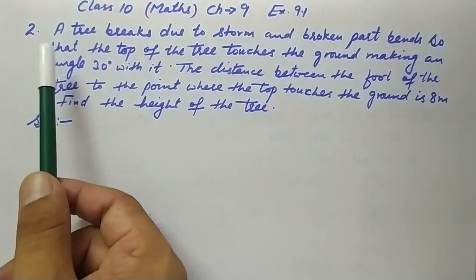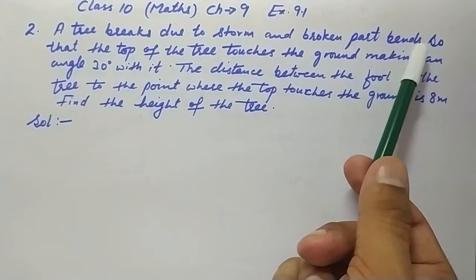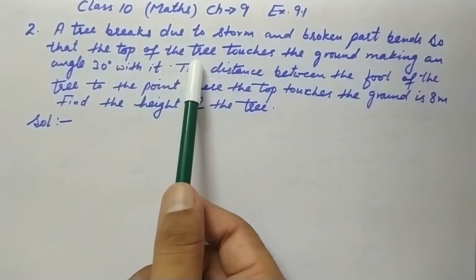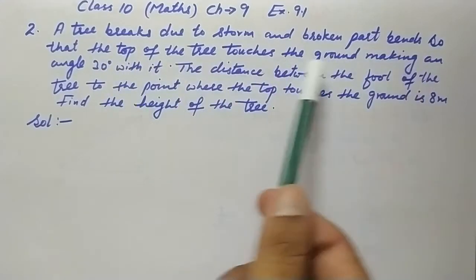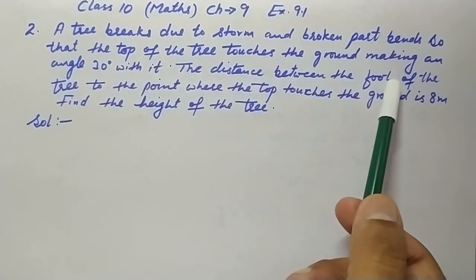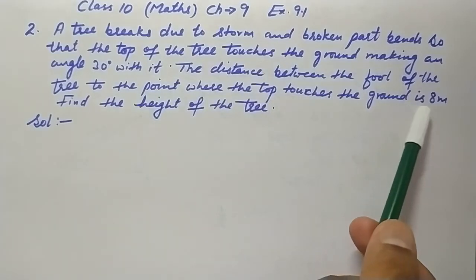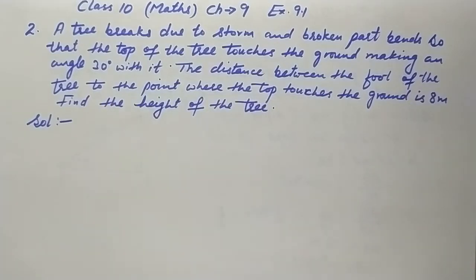Second question is, a tree breaks due to storm and the broken part bends so that the top of the tree touches the ground, making an angle 30 degree with it. The distance between the foot of the tree to the point where the top touches the ground is 8 meter. Find the height of the tree.